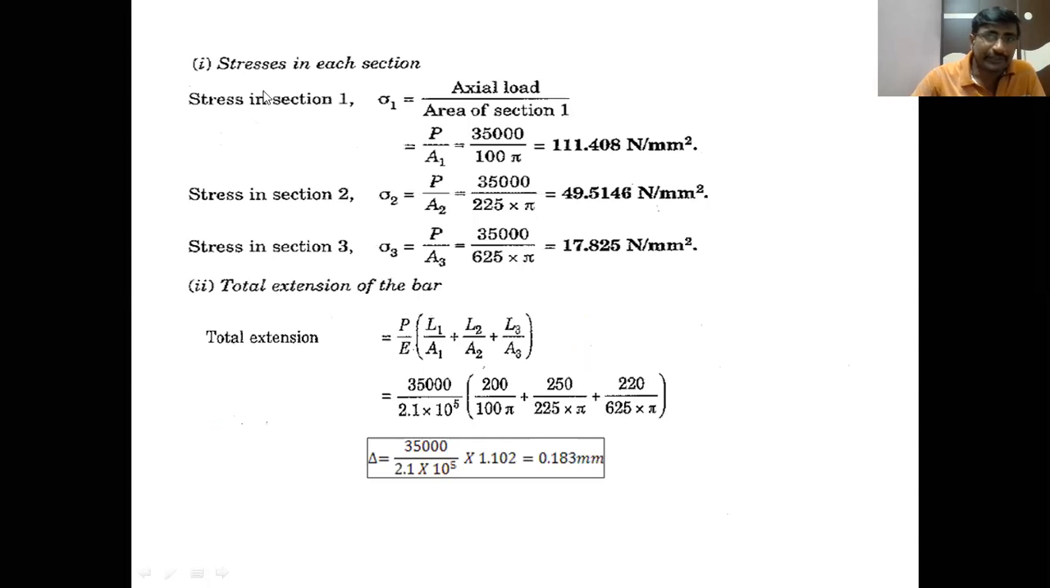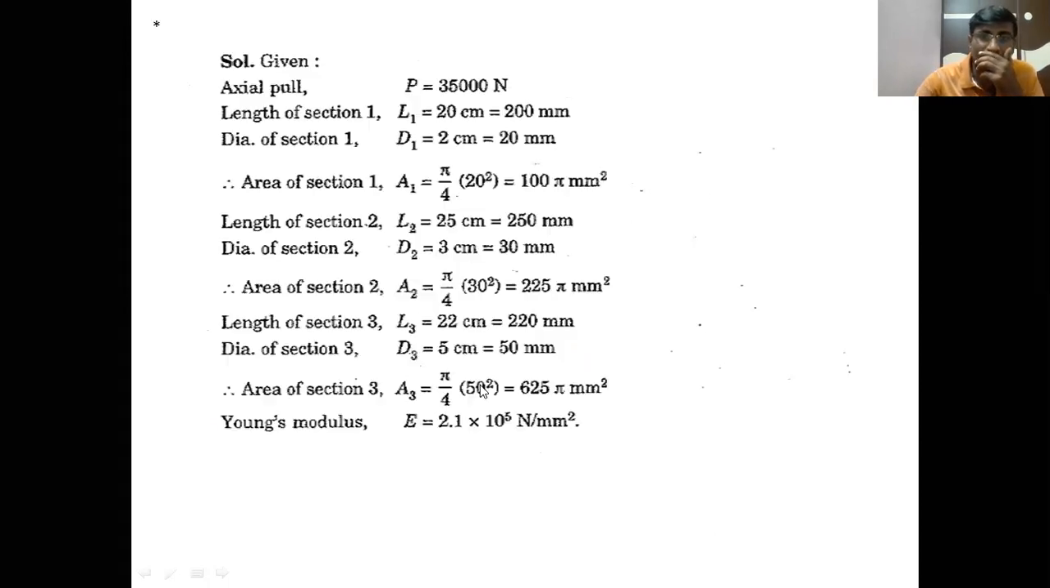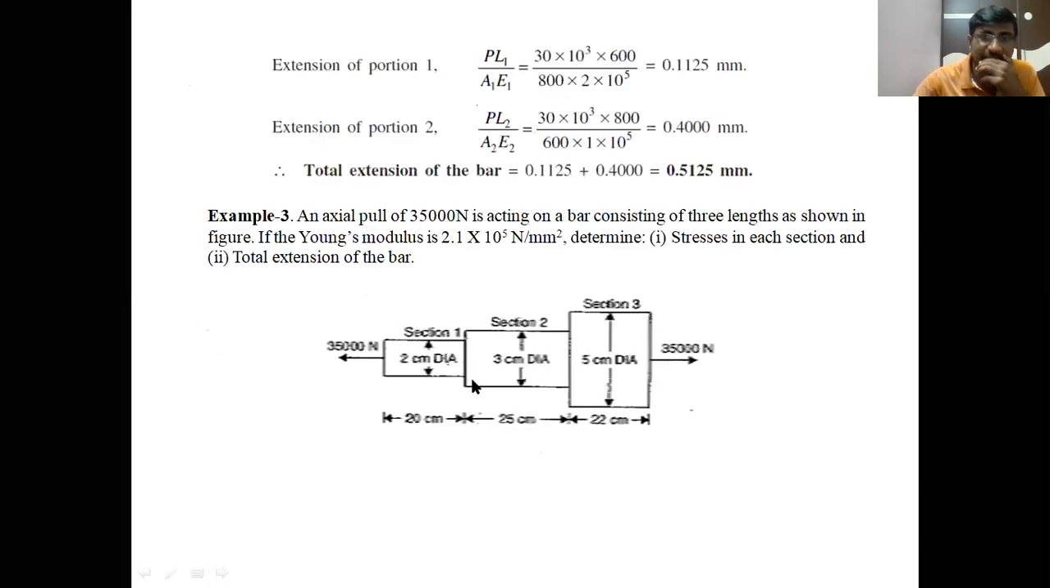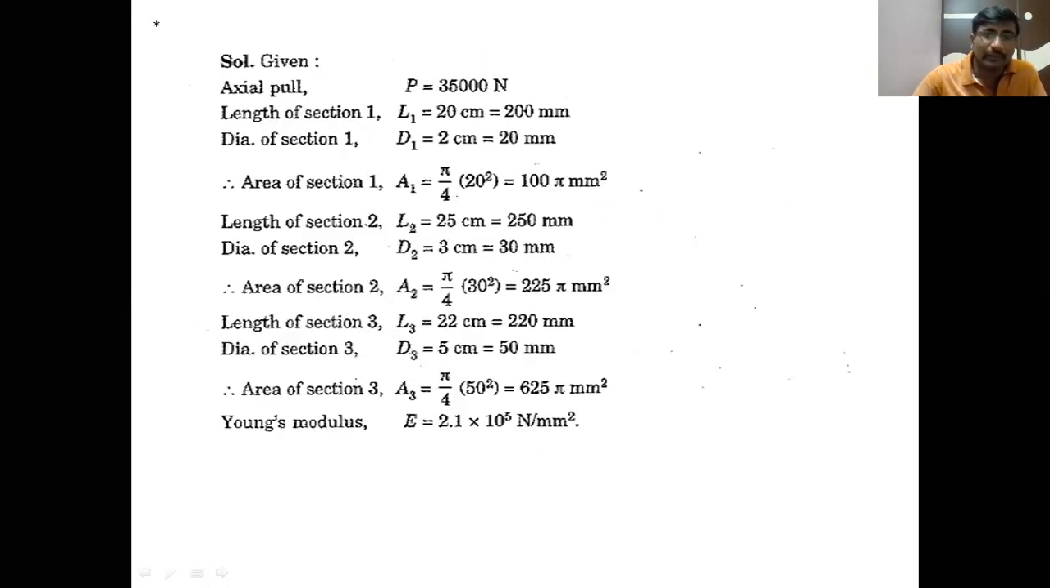Okay. Stress in each section. First bit, we have to calculate the stress in each section. We know how to calculate the stress in each section. What is the load applied on each member? What is the area of that member? The load applied on each member is 35,000 newtons, and the area of each section is different.